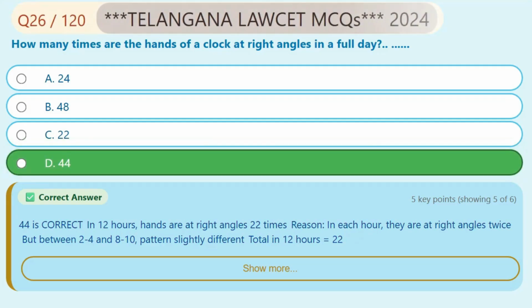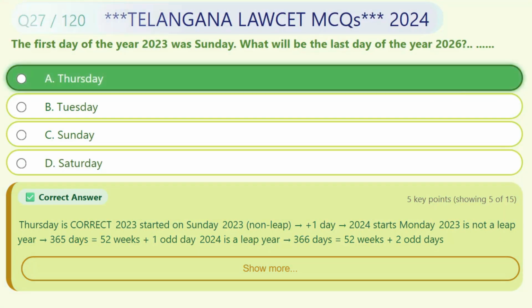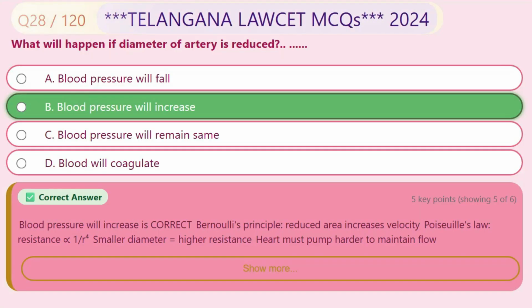How many times are the hands of a clock at right angles in a full day? 44. The first day of the year 2023 was Sunday. What will be the last day of the year 2026? Thursday. What will happen if diameter of artery is reduced? Blood pressure will increase.